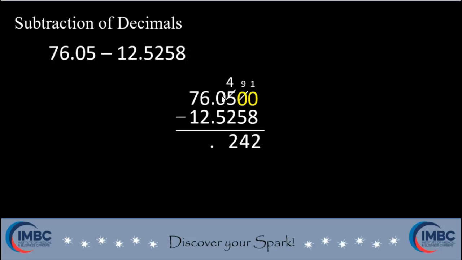Again, we can't take 5 from 0, so we're going to borrow. It becomes a 5. This becomes a 10. 10 minus 5 is 5. 5 minus 2 is 3. 7 minus 1 is 6. And again, we place the decimal in the exact same position.